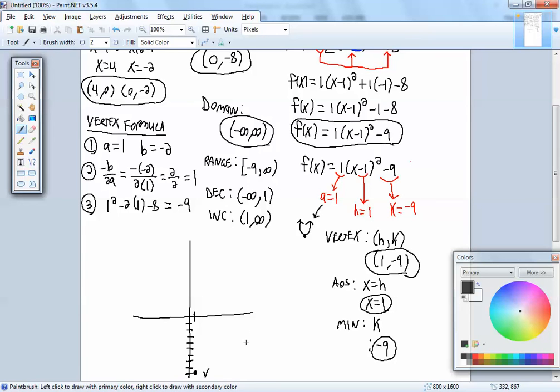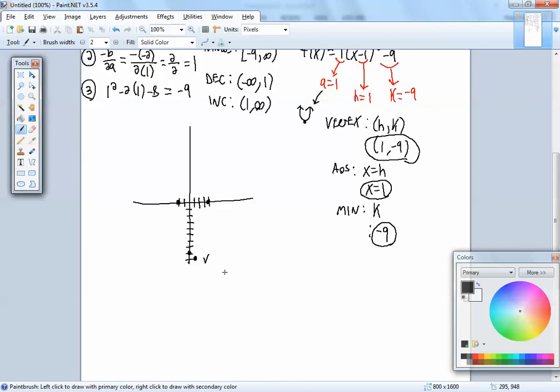Our x-intercepts are 4, 0 and negative 2, 0. Ignore that, that should be negative 2, 0. And then our y-intercept was 0, negative 8, which would be right there. Now our axis of symmetry is x equals 1. That means there's an invisible line here at x equals 1, vertical line that is.